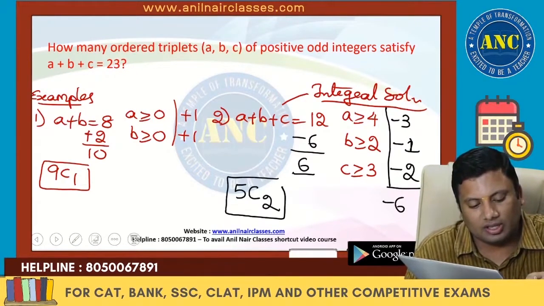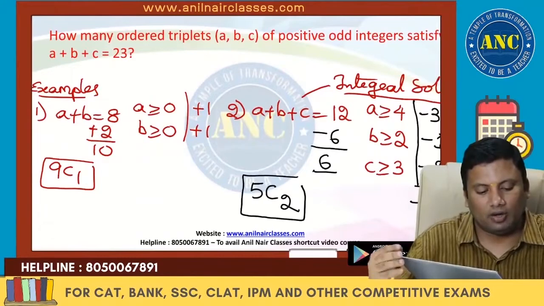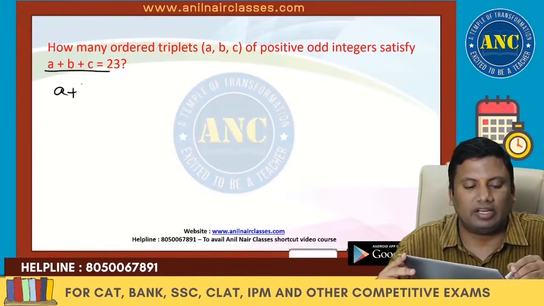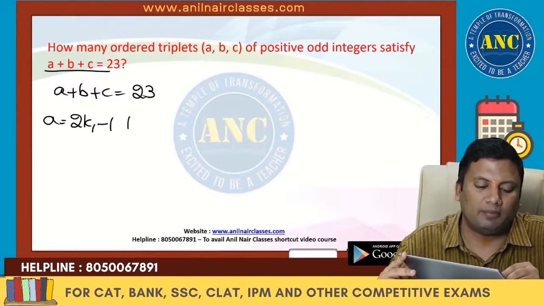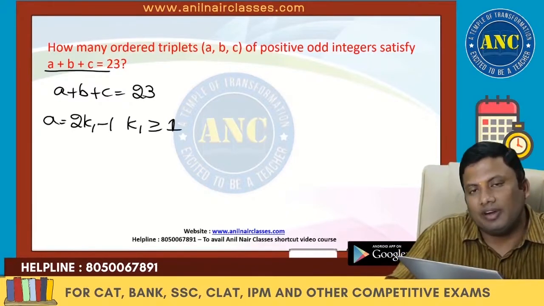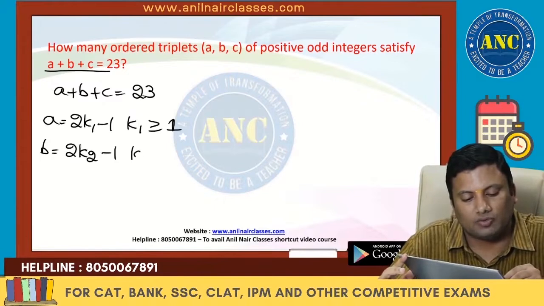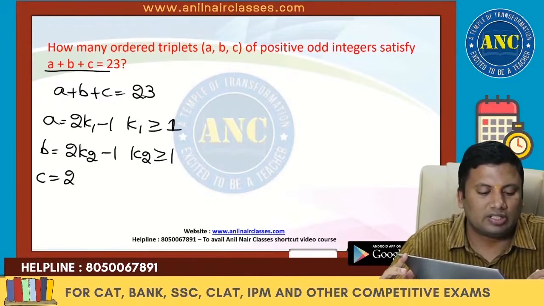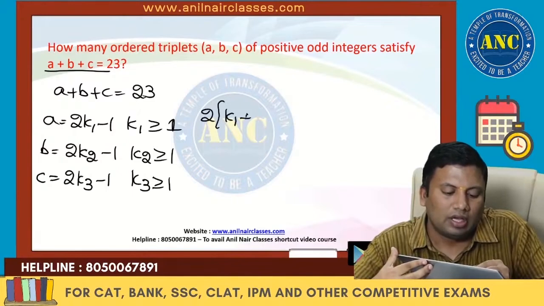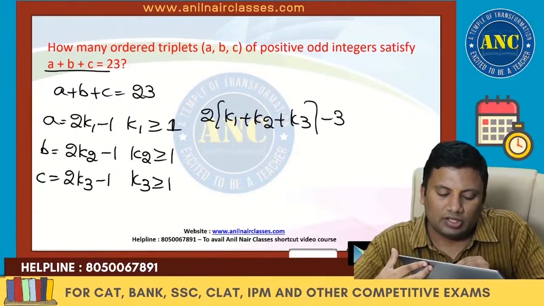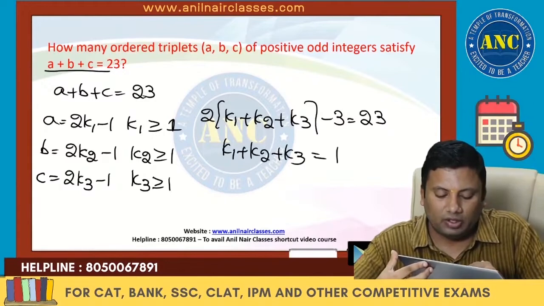Now, we will solve the question that is present. Once you understand, these are very, very easy logic. Idea clear, right? Now, we will solve. A plus B plus C is 23. If variables start from 1, it is easy for us. So A is 2k1 minus 1, k1 greater than or equivalent to 1. Even if you take 2k1 plus 1, that also will give an answer, which we will also discuss. B is 2k2 minus 1, k2 greater than or equivalent to 1. C is 2k3 minus 1, k3 greater than or equivalent to 1. So this is nothing but 2 into (k1 plus k2 plus k3) minus 3 is 23. So k1 plus k2 plus k3 is 26 by 2, which is 13.